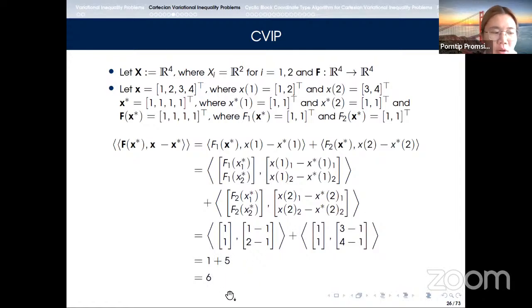So from this example of the computation, you see that the Cartesian variational inequality problem is effective when the dimension of the problem that we consider is very large. From the previous one, we have to compute with dimension 4, and now just 2 like this. So this is the motivation for us to consider the Cartesian variational inequality problem.